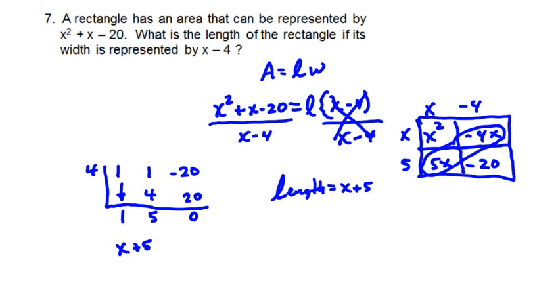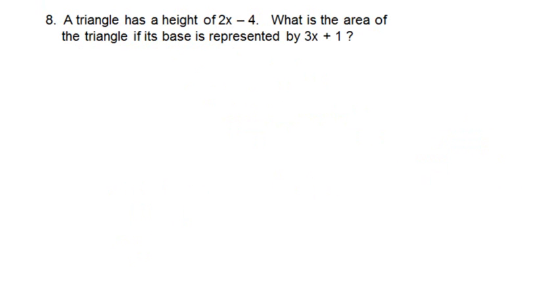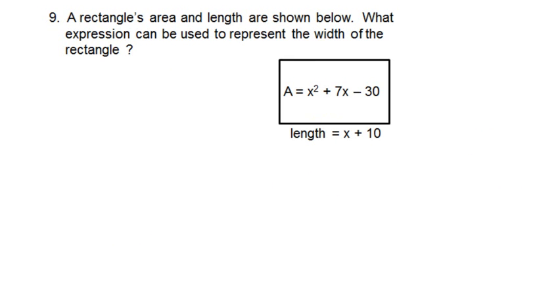The next odd number problem we'll look at is 9. A rectangle's area and length are shown below. What expression can be used to represent the width of the rectangle? It's similar to problem 7, so I'm going to use synthetic division again. We take the area, 1x squared plus 7x minus 30, and put the zero of the length. If x plus 10 is equal to 0, x is equal to negative 10.